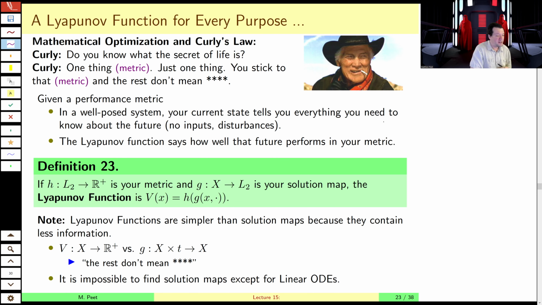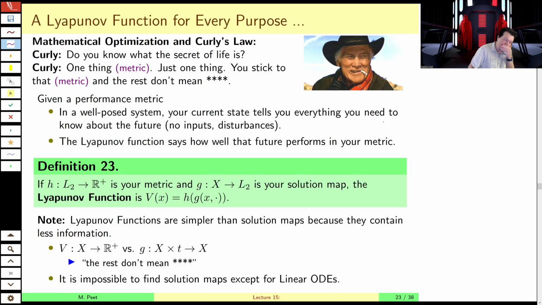So, necessity. Well, that's an important point, and we should now come back to the interpretation of Lyapunov functions, because the converse theorem of Lyapunov says there exists a Lyapunov function, which at this point shouldn't surprise us. Because if we go back to our optimization problem, what is the secret of life? One metric, just one thing.